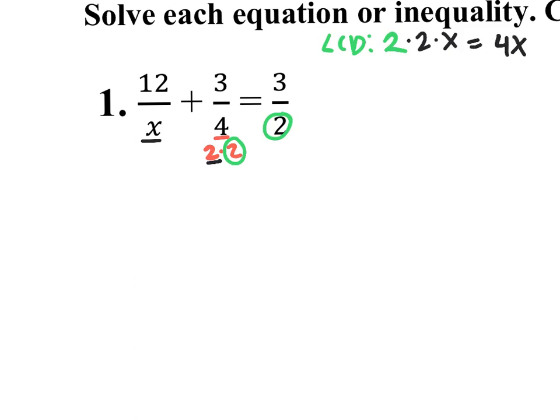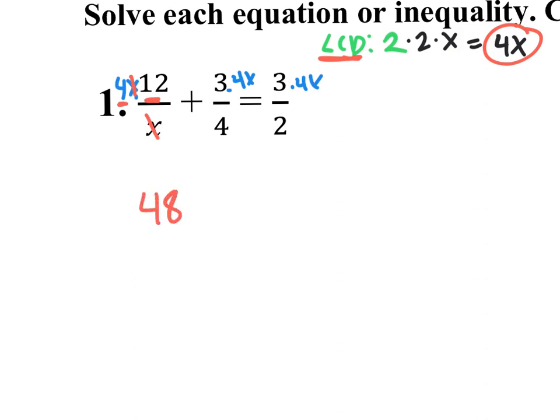Our LCD is 4x. So what we want to do is multiply everything by the LCD, which is 4x, and that'll get rid of all fractions at the same time. So let's multiply everything by 4x. This one by 4x, this one by 4x, this one by 4x. What happens here, the x on the 4x will cancel with that x down there. And what do we have left? We have 4 times 12 left. 4 times 12 is 48. And then the 4 on the 4x cancels with the 4 on the bottom. And what do we have left? We have 3 times x, and that'll be a 3x.